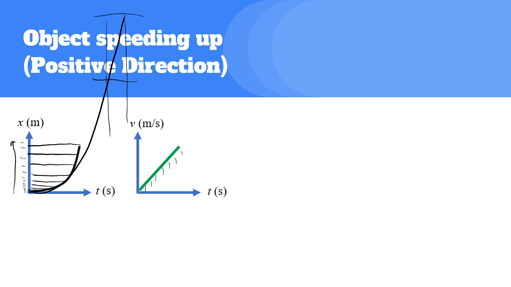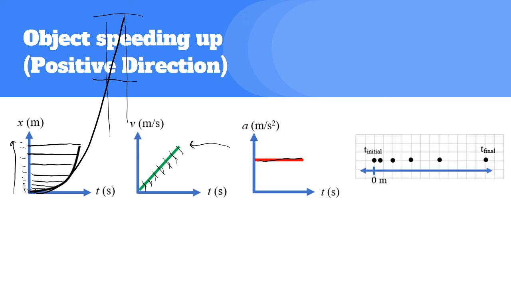All right, so your acceleration time graph this time, since there is a change in the velocity, then you're going to have acceleration. You're not going to have zero acceleration. But since your velocity is changing by the same amount, then your acceleration will be constant. And how is it going to look like?